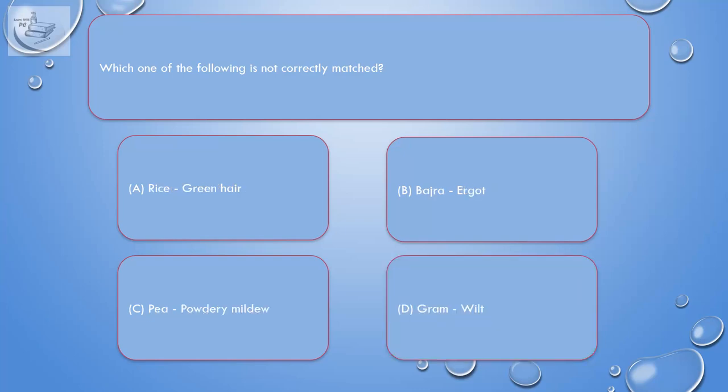Question: which one of the following is not correctly matched? A. Rice, green hair. B. Bajra, ergot. C. Pea, powdery mildew. D. Gram, wilt. Correct answer is A. Rice, green hair.